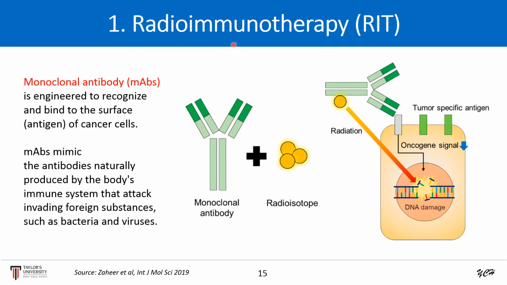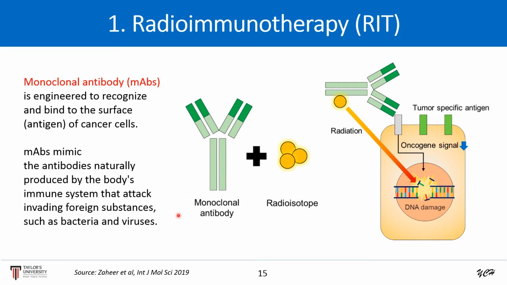So in radioimmunotherapy, we are using monoclonal antibody, which is engineered, man-made, to recognize and bind to the surface of the cancerous cells. We call them antigens. The antibodies will mimic the antibodies naturally produced by our body's immune system to attack invading foreign substances such as bacteria and viruses. And in this case, it's the cancerous cells. Different cancerous cells will have specific antigens on the surface of the cells.